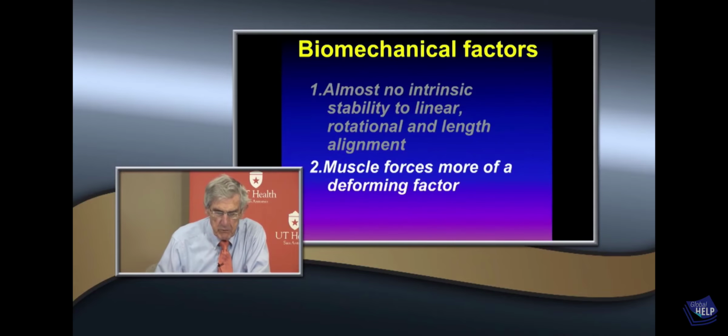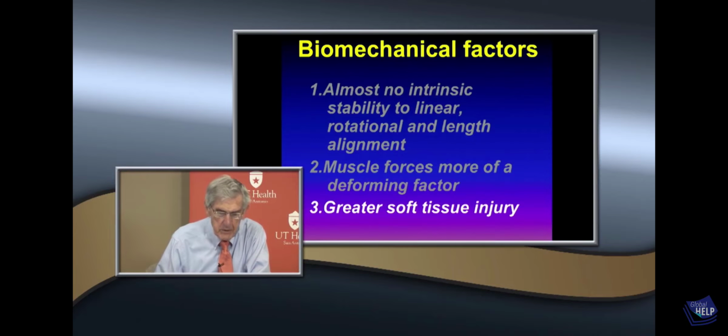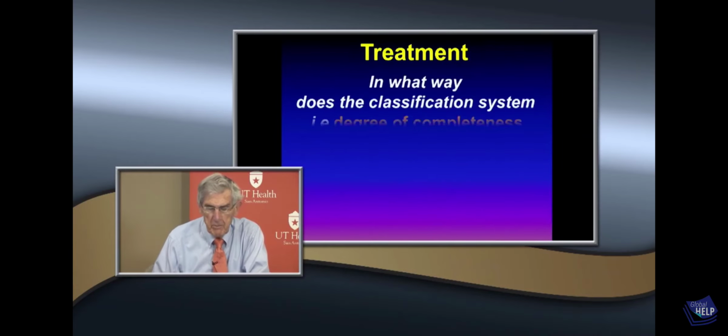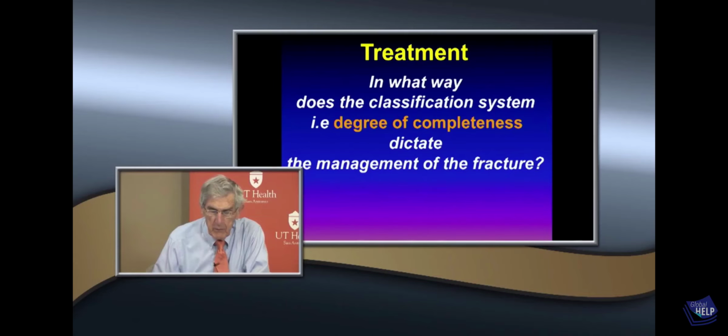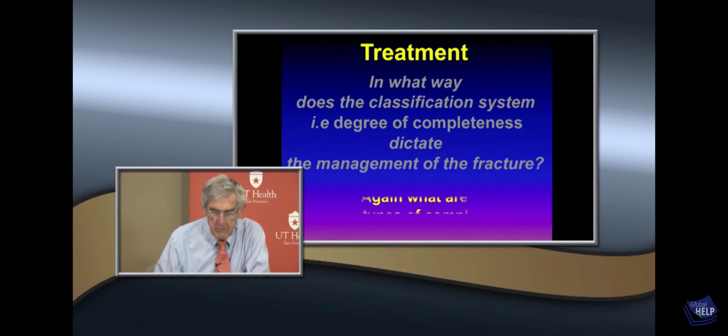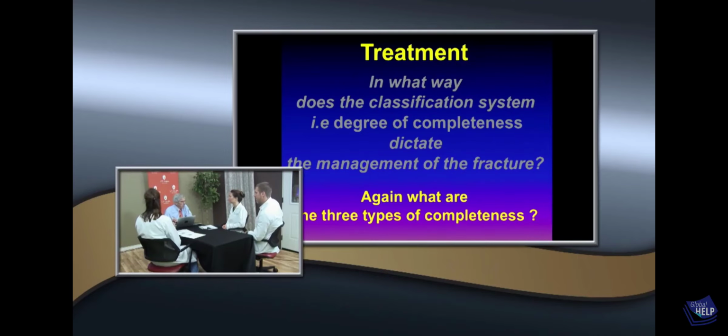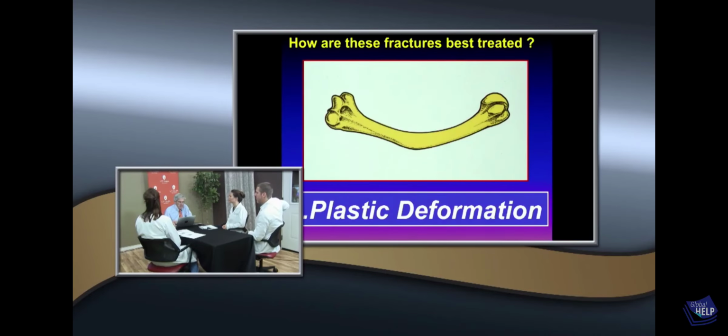And the muscle forces are more of a deforming force. They're causing shortening. And depending on where it is, they can also cause angulation. And usually, because it has greater force, you have more soft tissue injury to deal with. Okay, the treatment. So, how do we classify the degrees of completeness? How does that dictate the management of the fracture? And again, what are the three types of completeness?